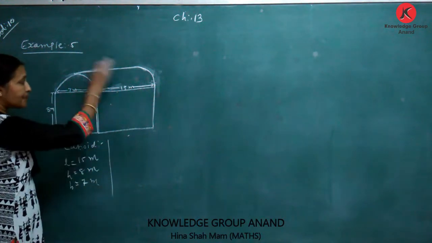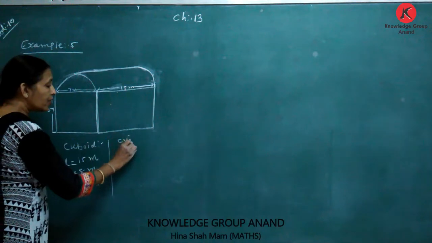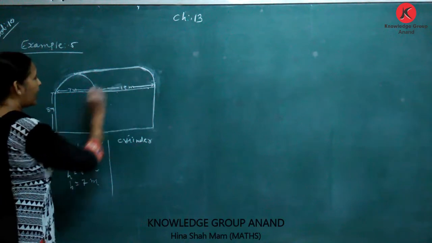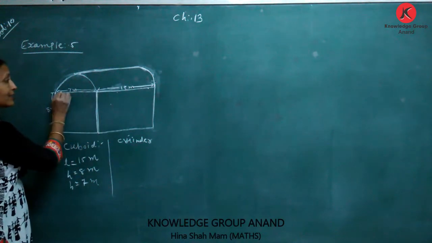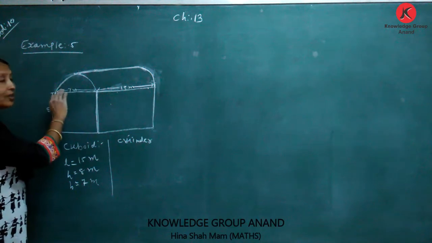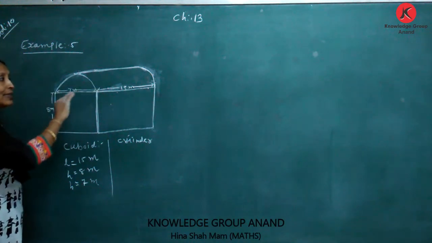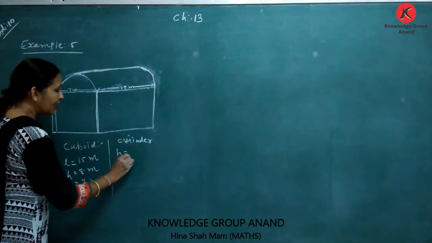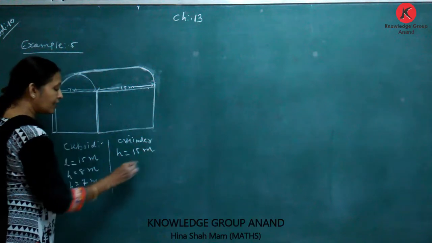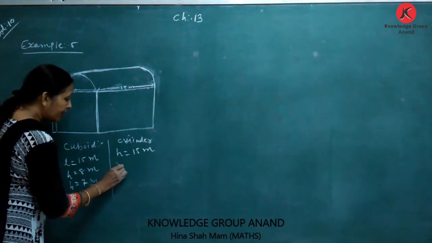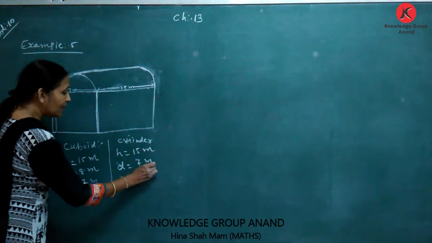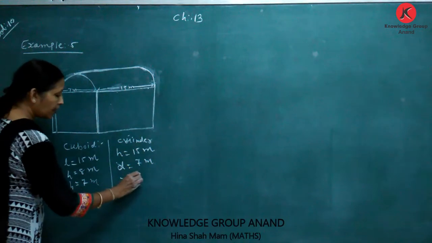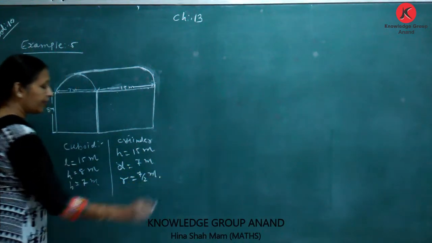For the half cylinder, the height is also its length. It is the cylinder's height and radius. Diameter is equal to 7 meter. Then its radius is equal to 7 by 2 meter. Height of the cylinder is equal to 15 meter and diameter is equal to 7 meter. Then radius is equal to 7 by 2 meter.